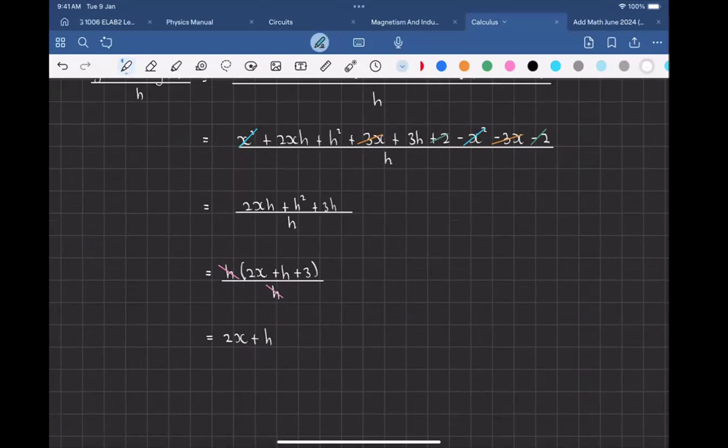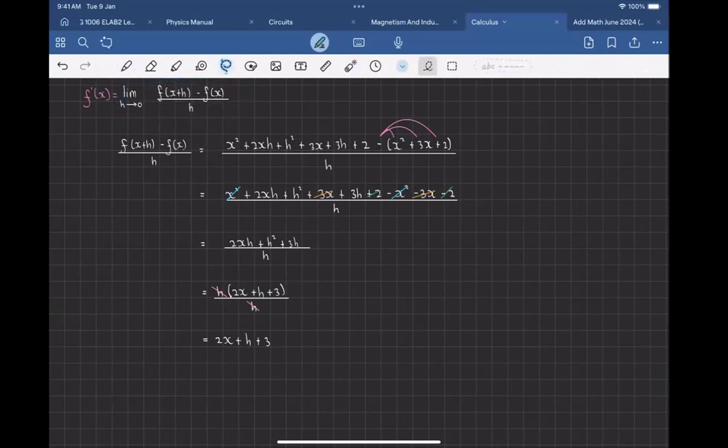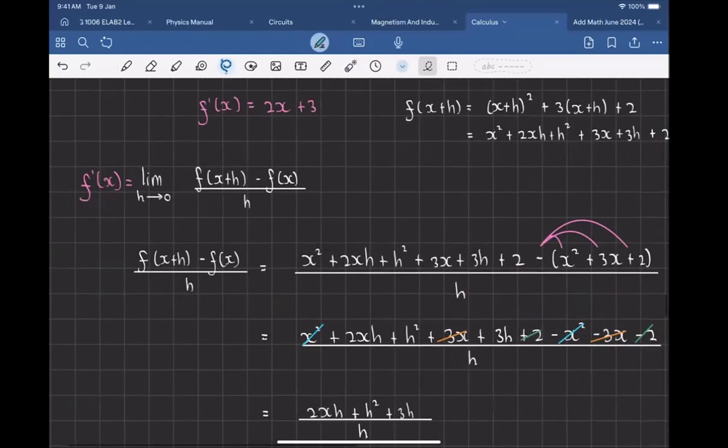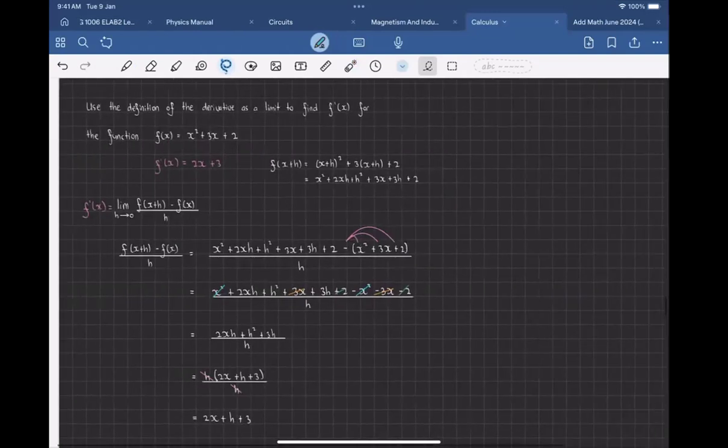Right, now we need to take the limit of that. Look at what I did. The formula says, oh guys, I wanted to add this: this is the formula you use to find the first derivative. So just include that f prime x is equal to the limit as h approaches 0. This formula is another way to find the first derivative.